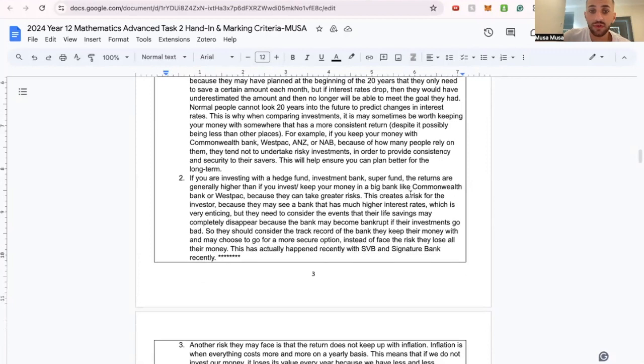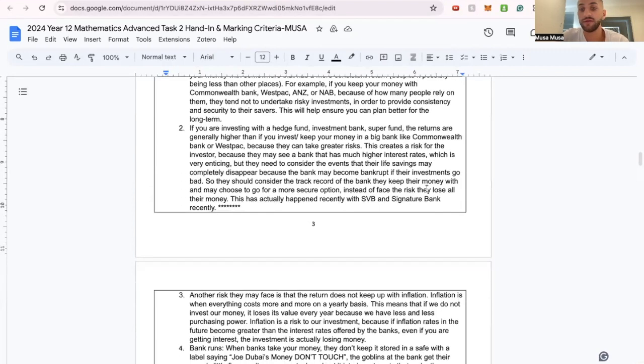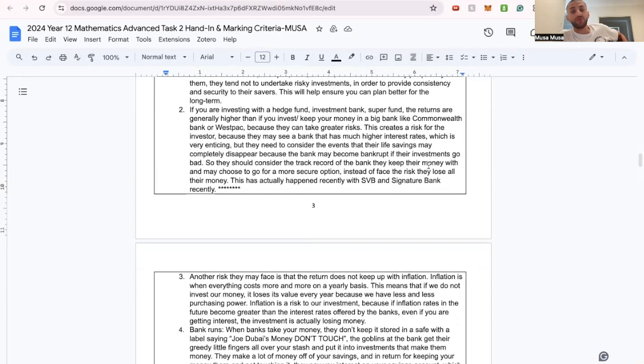This creates a risk for the investor because they may see a bank that has much higher interest rates, which is very enticing, but they need to consider the chance that their life savings may completely disappear because the bank may become bankrupt if their investments go bad. So they should consider the track record of the bank they keep their money with and may choose to go for a more secure option instead of facing the risk they lose all their money.